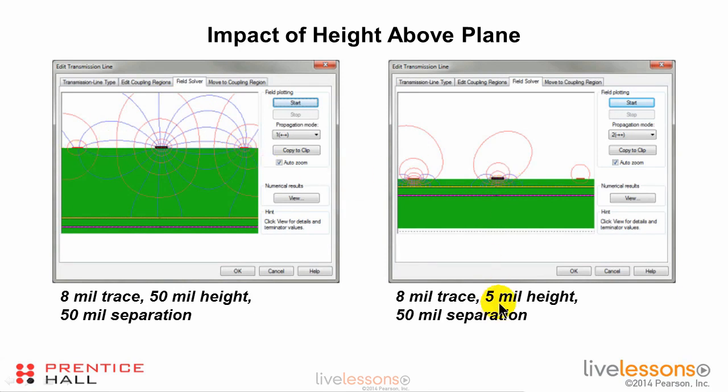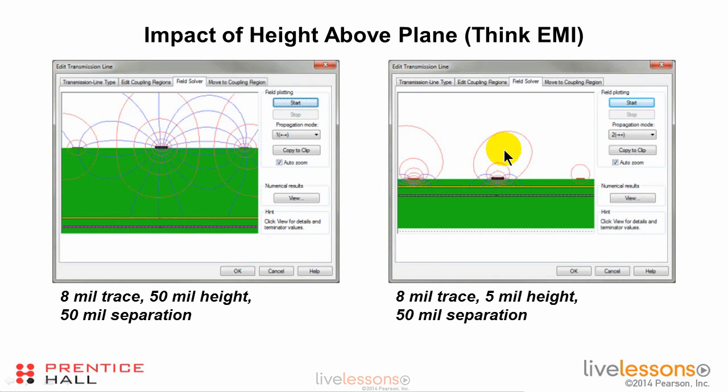Here's exactly the same thing, except it's a 5 mil height above the plane instead of 50. And look at what happens to the electromagnetic field. It goes from here to here. And when we get down close to the plane, it's almost completely trapped between the trace and the underlying plane. Think EMI when we think of something like this. Here we've got radiation out in all kinds of directions. Here the radiation is pretty well contained between the trace and the plane.